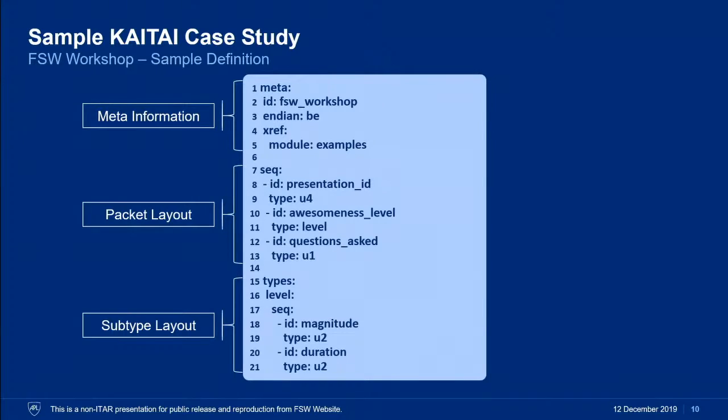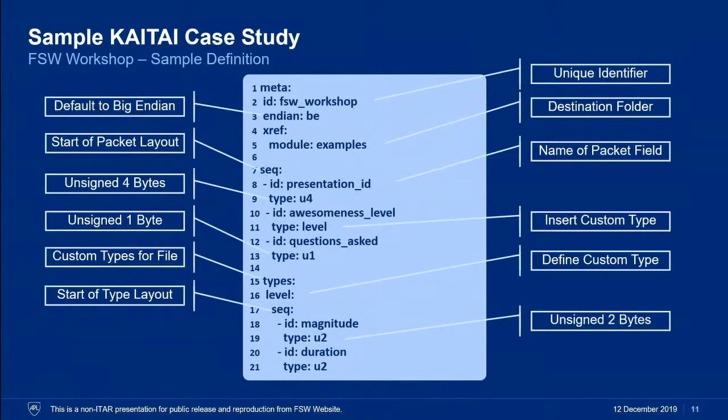And then we have a section for subtypes, because Kaitai allows you to inject definitions that you've already created over and over again to allow reuse. And here we have specified the 2 bytes for the magnitude and the duration. And this is all of the fields broken out individually. The only thing I'd like to call out here is that this tool allows you to import other definitions and allows you to specify endianess. And just to go back to the KSY file that we've called out for this ICD, we have our 4-byte presentation ID, our two 2-byte pieces of our awesomeness level, and our 1-byte questions asked field. So we have defined our KSY file.